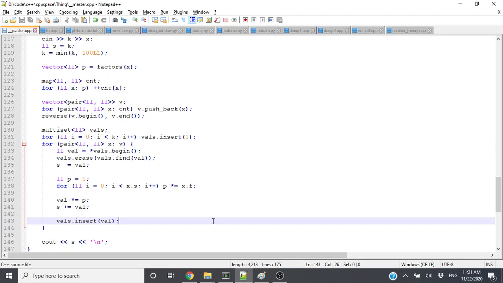Alright, so basically we take the smallest value, remove it, decrement it from the sum, multiply it by p, and add it, and then we continue.